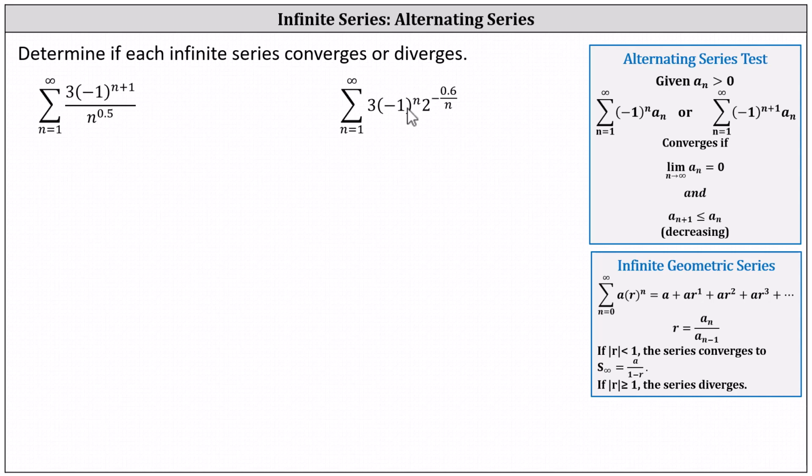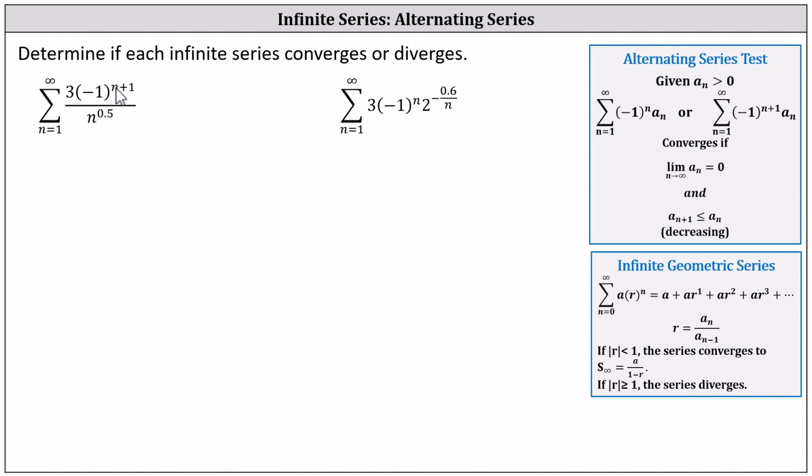For a quick review, for the alternating series test, we first identify a sub n, which is the non-alternating part of the formula. The alternating series converges if the limit as n approaches infinity of a sub n equals 0 and the terms of the series are decreasing, meaning a sub n plus 1 is always less than or equal to a sub n.